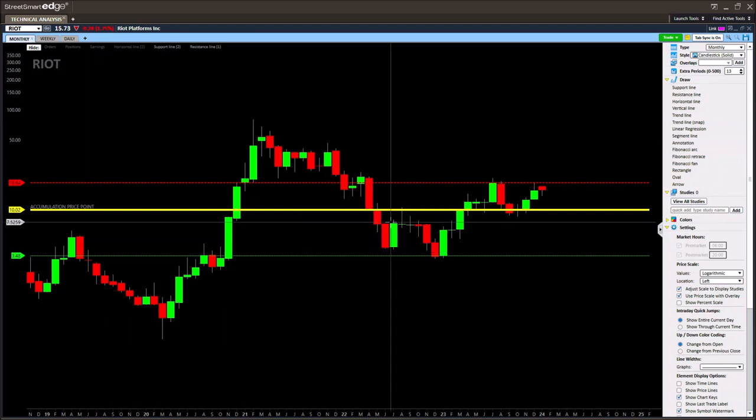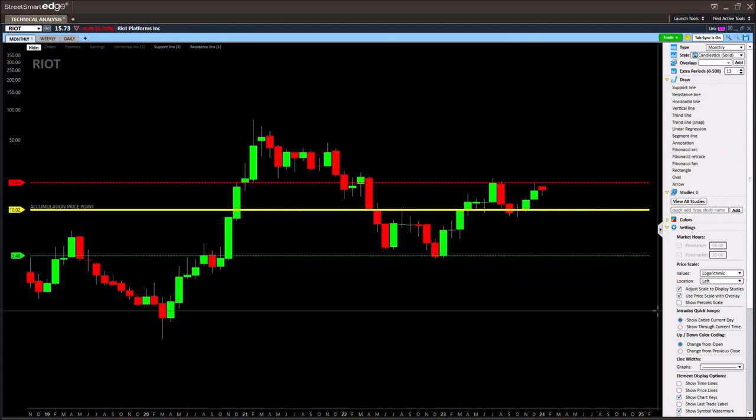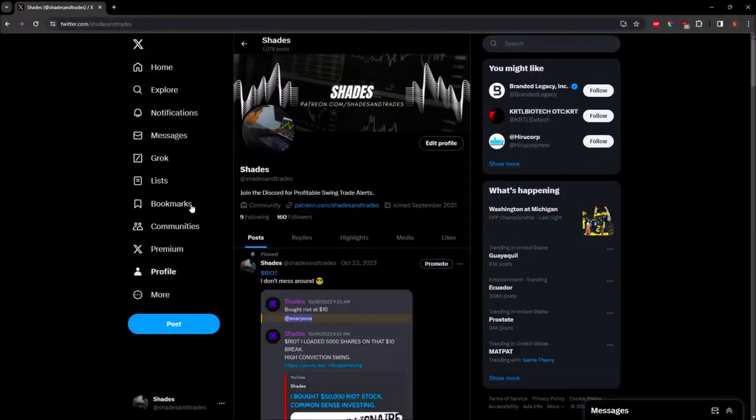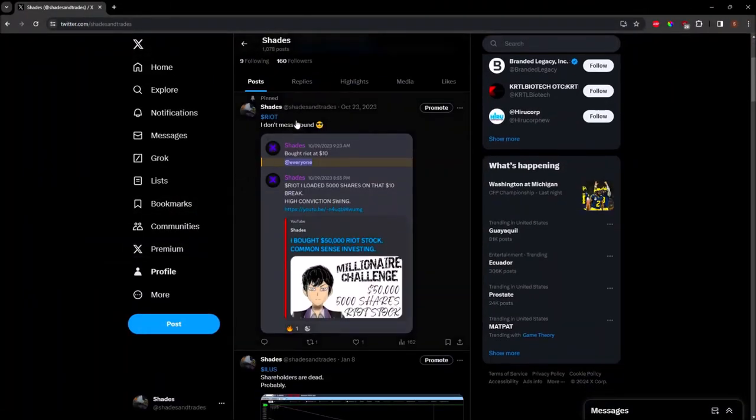Accumulation price point. Anytime that's under $10, it's a steal. Let me pull it up here so you guys don't think I'm just messing. Yeah, Riot, I don't mess around. Bought Riot at $10. Everyone loaded 5,000 shares on that $10 break. High conviction swing. And I made a whole video on it. Like millionaire challenge, $50,000, 5,000 shares, Riot stock.